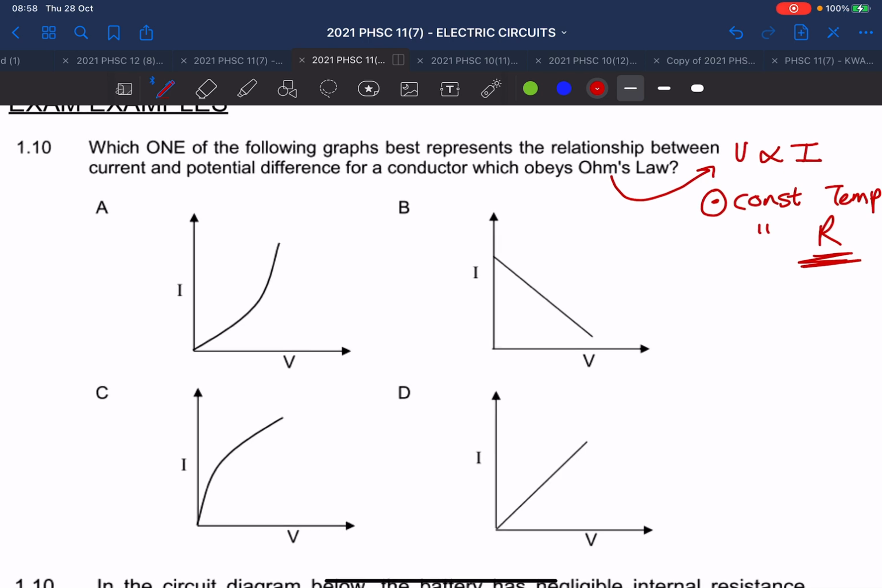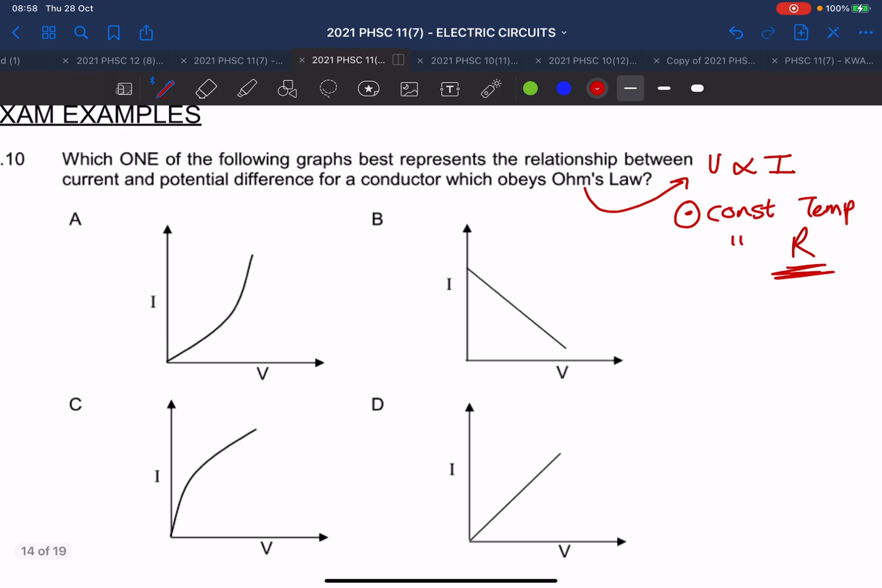Okay, right. So they say they must be directly proportional to one another. Which one represents directly proportional, Kananelo? Yes, D, if it is a straight line.